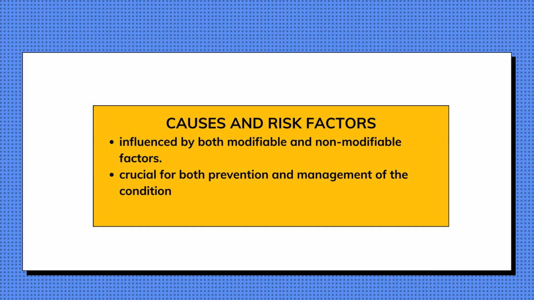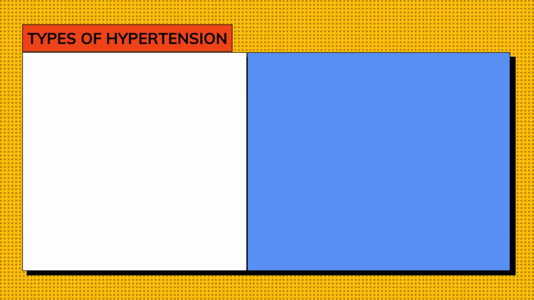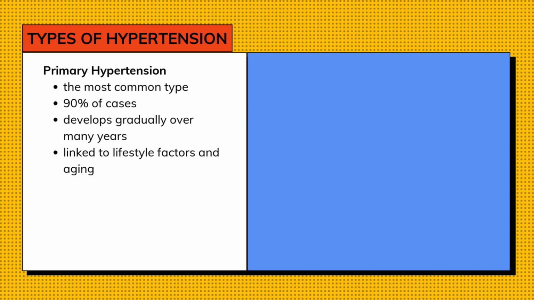Causes and risk factors. The development of hypertension is influenced by both modifiable and non-modifiable factors. Understanding these factors is crucial for both prevention and management of the condition. There are two types of hypertension: primary and secondary hypertension. Primary is the most common type, accounting for about 90% of cases. It develops gradually over many years and is often linked to lifestyle factors and aging.